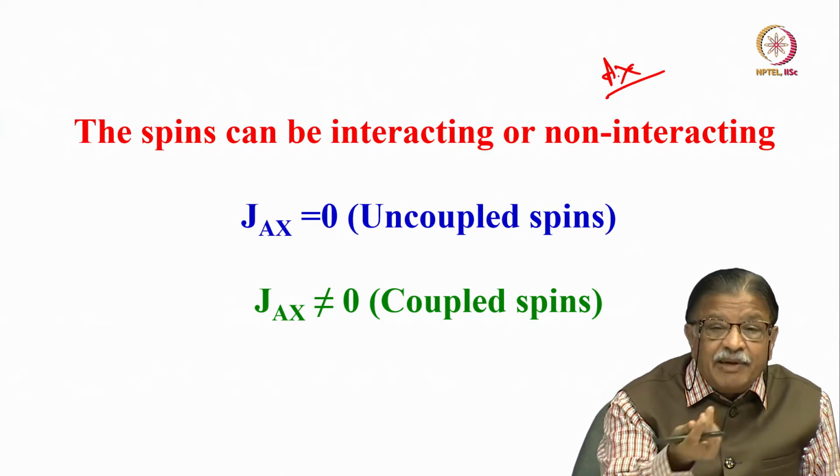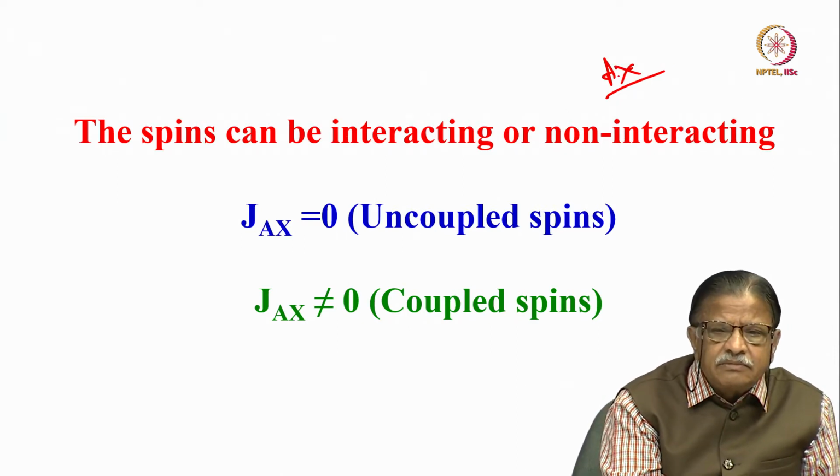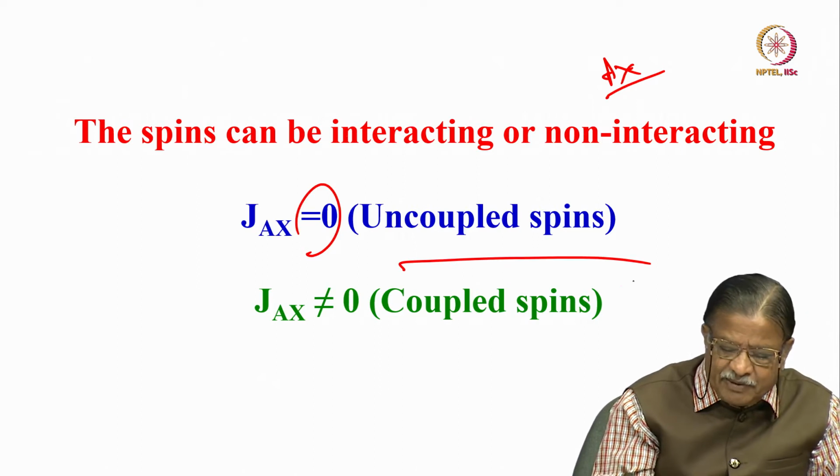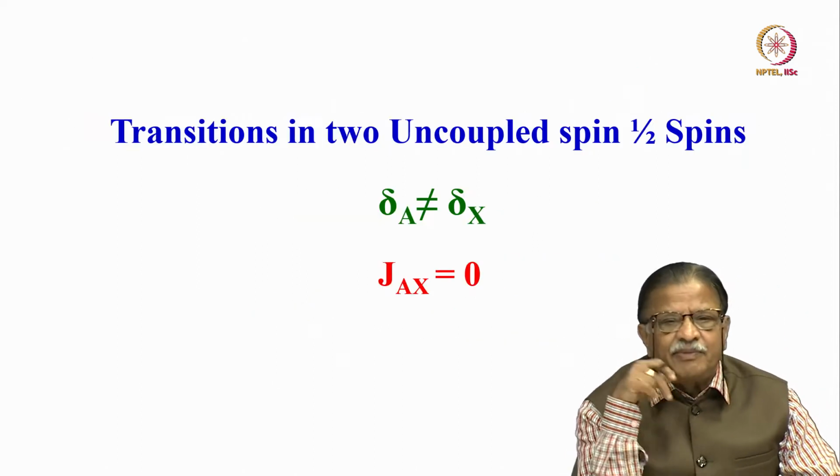Their coupling may be 0 or they may have a coupling. Coupling is non-zero. Both are possible. If their coupling is 0, they are uncoupled spins. Otherwise, they are called coupled spins.